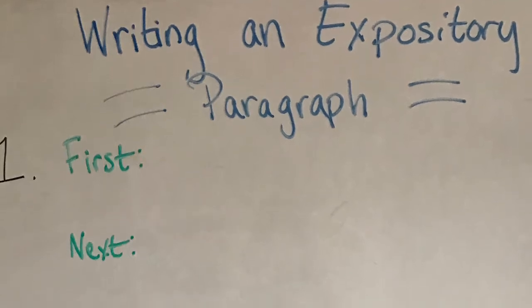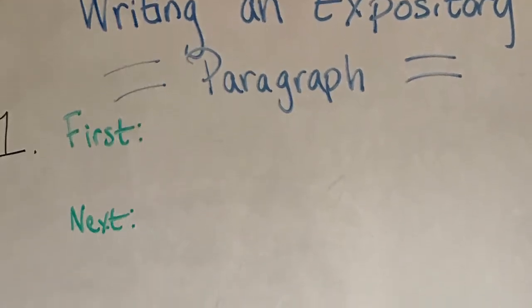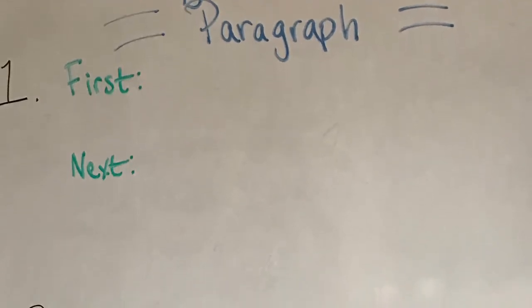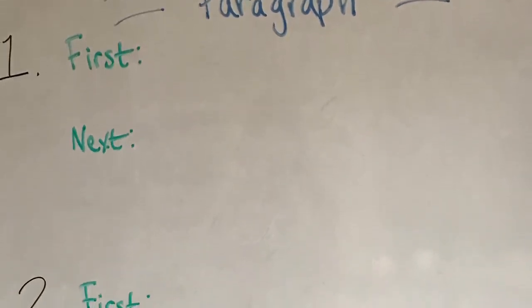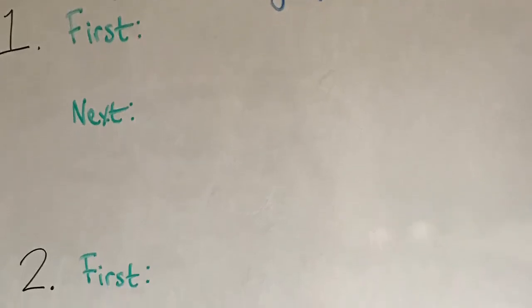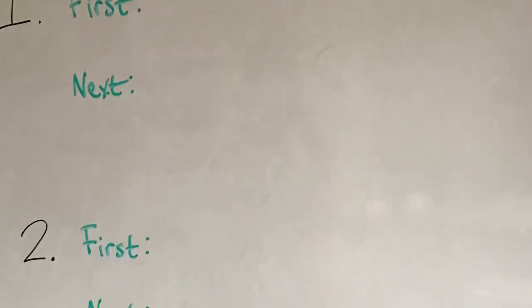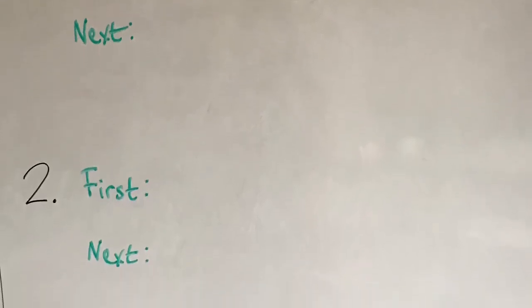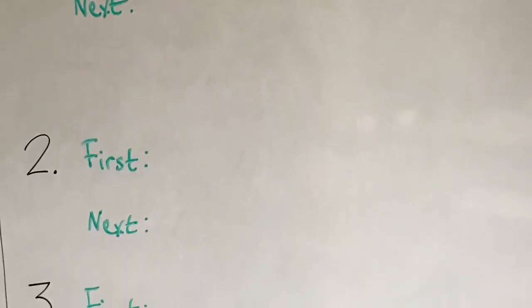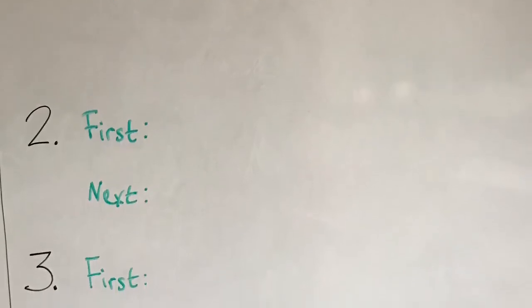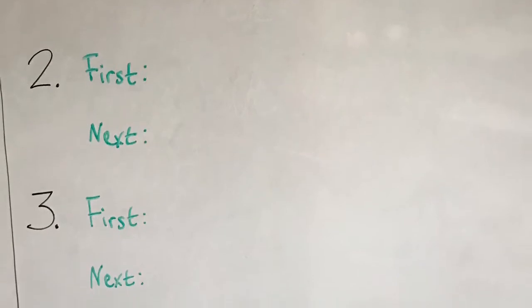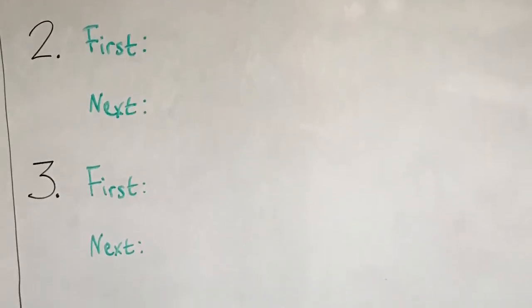Okay, hi, this is a process video on writing an expository paragraph. So what we're going to do in this video is go over the three basic steps to creating an expository paragraph for anything that's informational writing. You'll see that we'll have three steps, and each step will have a first and then the next. So we'll do first, next step, first, next step, and then the last step, first, next, then the end.